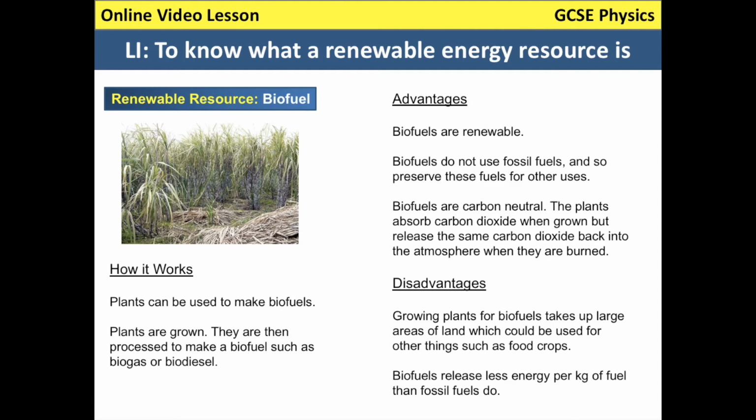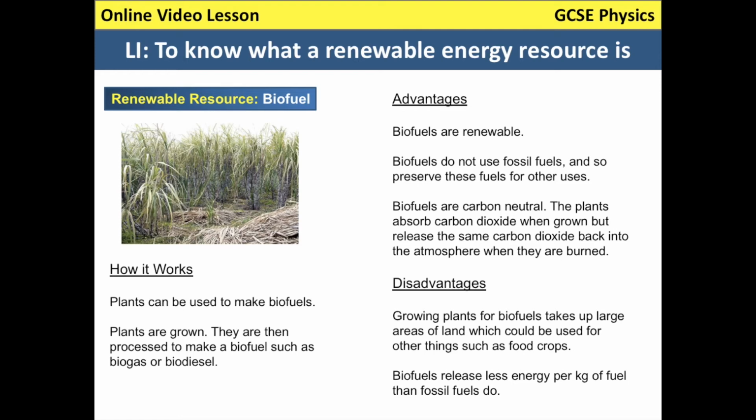And biofuels are also carbon neutral. The plants absorb carbon dioxide when they are growing. Of course, they do that for the process of photosynthesis, but they will, of course, release the same carbon dioxide back into the atmosphere when they are burned. Therefore, even though carbon dioxide is put into the atmosphere when they're burned, because they've taken that same carbon out of the atmosphere whilst they were photosynthesizing, we say that they are carbon neutral. To be truly carbon neutral, though, things like harvesting need to be done using a renewable energy resource that doesn't release carbon dioxide.